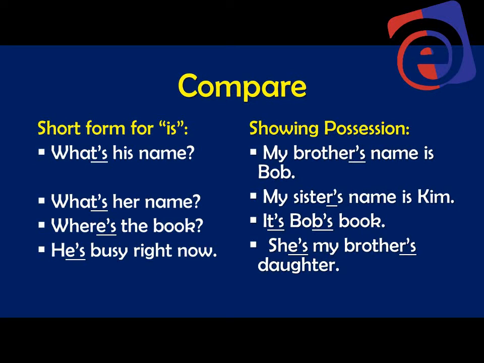My brother's name is Bob. B-R-O-T-H-E-R apostrophe S. What's her name? My sister's name is Kim. Where's the book? Where is the book? Where's the book? It's Bob's book.